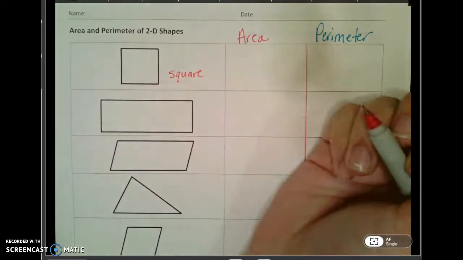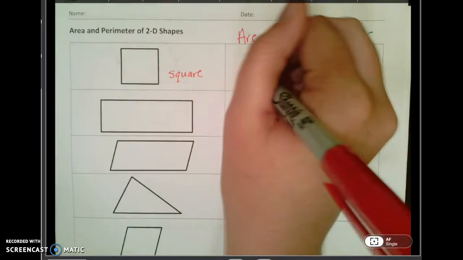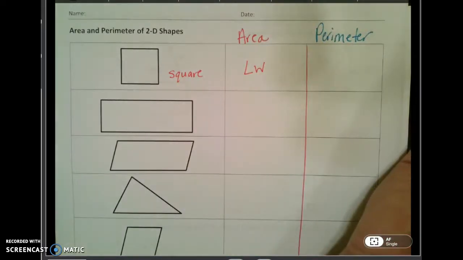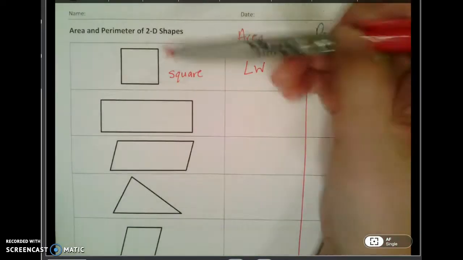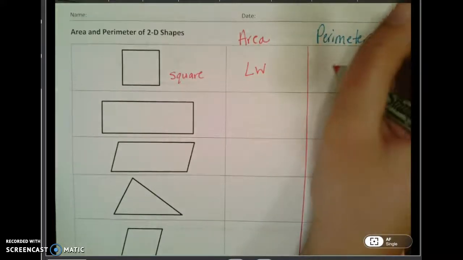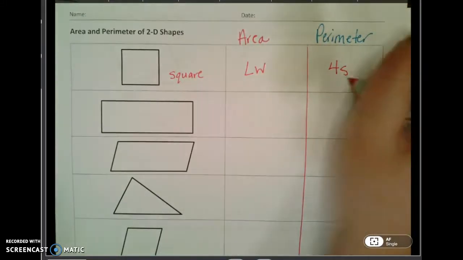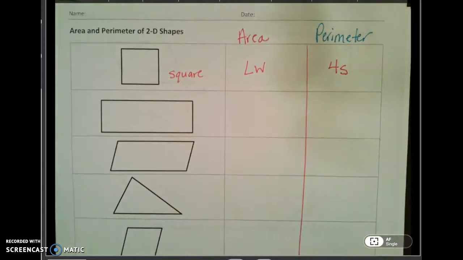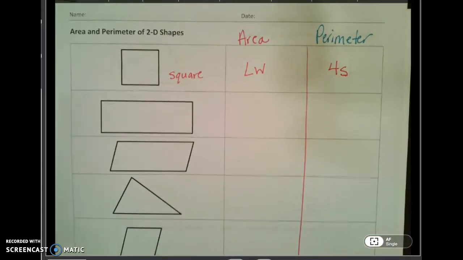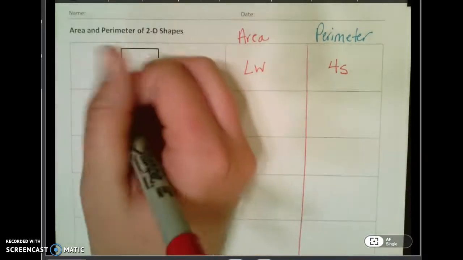In order to get the area of the square, just length times width. In order to get the perimeter, well, all the sides are going to be the same, so I can just say 4 times my side equals my perimeter. Our next shape is a rectangle.